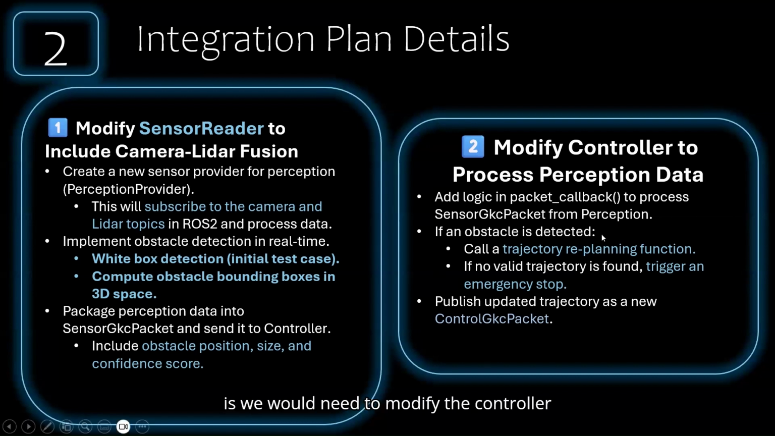Let's move on to step two now, which is we would need to modify the controller to process perception data. So we'll need to add logic in the packet callback to process the sensor GKC packet from perception. So if there's an obstacle and it's detected, we'll need to call some sort of trajectory replanning function. I know trajectory estimation is not as easy as it sounds, and it's a bit of a complicated subject, at least from what I've seen in what's currently out there at the cutting edge. But if there's no valid trajectory found, we need to trigger an emergency stop. So whatever the emergency stop that we implement first is what would need to trigger if we couldn't find a trajectory around the white box. And then we need to publish the updated trajectory as a new control GKC packet.